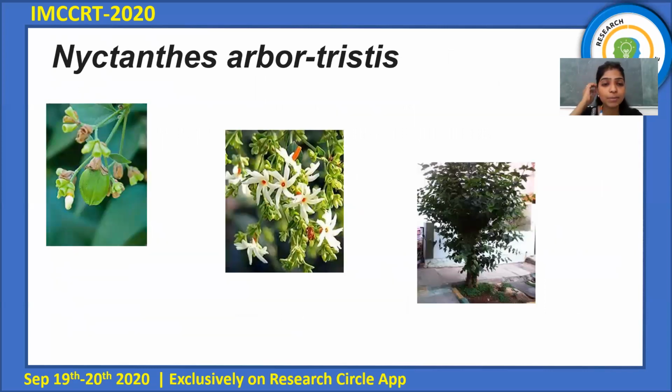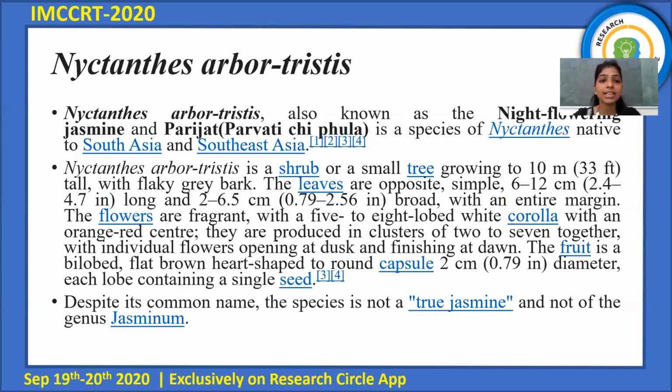So this is the original picture of Nyctanthes arbor-tristis, which originated from India itself, especially Southeast Asia. Nyctanthes arbor-tristis is also known as night flowering jasmine, and in local language we call it Parijat, which is Parvati's flower. It is a species of Nyctanthes native to Southern Asia and Southeast Asia. It is a small shrub.